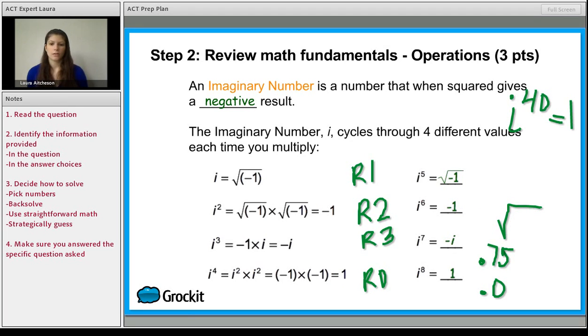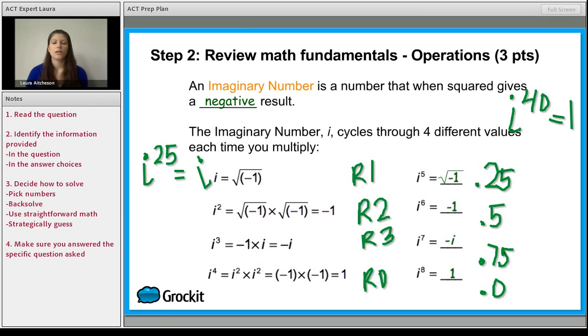So no matter what number you have, you could do i to the 25. And that is going to be equal to i. Because you take 25 divided by 4, and you're going to wind up with 6.25. And since it corresponds to 0.25, then you're going to get i. If you think about i to the 18, that's going to be equal to -1.